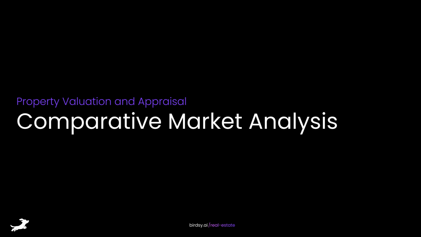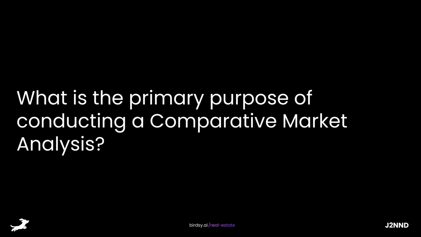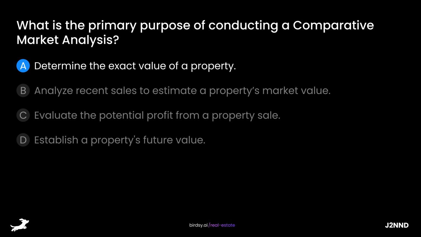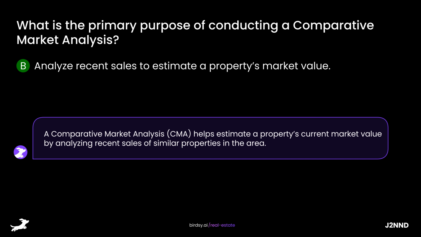Comparative market analysis. What is the primary purpose of conducting a comparative market analysis? Is it A, determine the exact value of a property, B, analyze recent sales to estimate a property's market value, C, evaluate the potential profit from a property sale, or D, establish a property's future value? The answer is B, analyze recent sales to estimate a property's market value. A comparative market analysis helps estimate a property's current market value by analyzing recent sales of similar properties in the area.